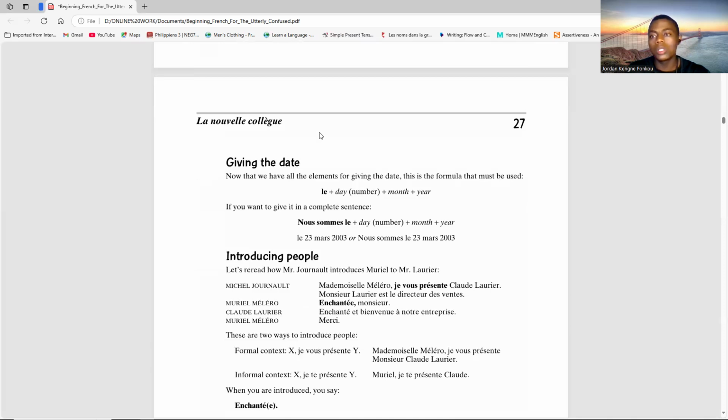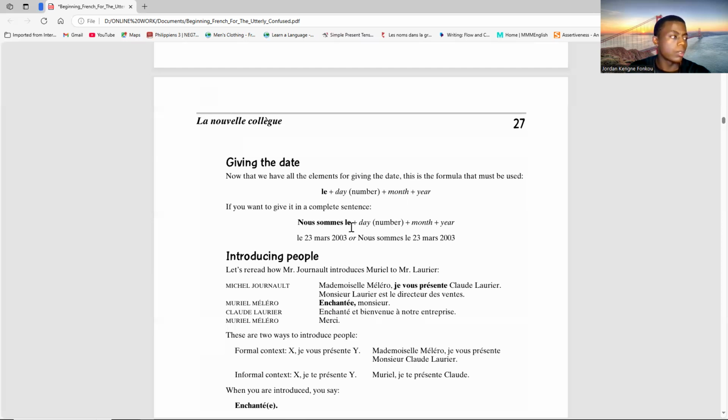Now, given the date, how do we say the date in French? Now that we have all the elements of giving the date, this is the formula. You say le for the day, the month, and the year. For example, le 20 mai, like today. Le 20 mai 2025. If you want to include the day of the week, it is mardi, le 20 mai 2025.